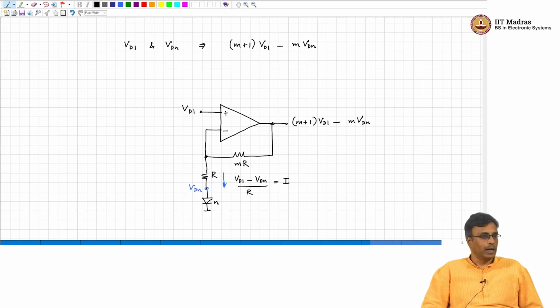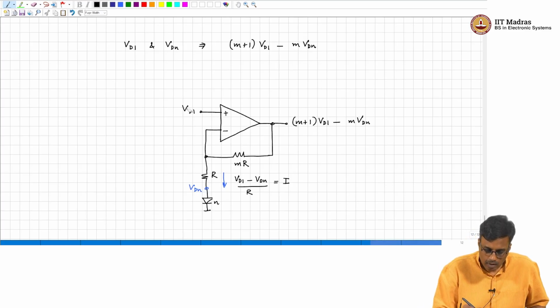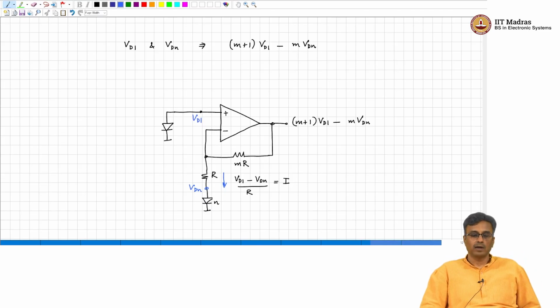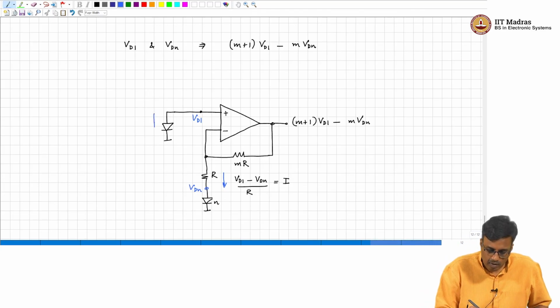Now, we need to generate VD1. How will we generate VD1? You put a diode, okay, but to generate VD1 some current must flow through the diode, isn't it? And for VD1 minus VDN to be PTAT, what current must flow through VD1? The same current I must flow through this diode.